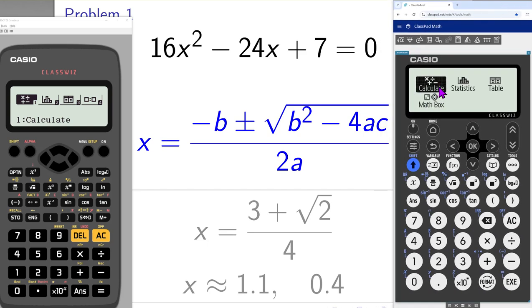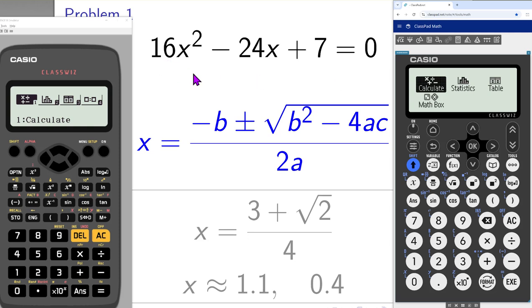So I'm going to start off here. This is the formula. Now they are using capital letters here for A, B, and C. So we want to key in B. Now just remind ourselves the first letter is A. A is worth 16, B is neg 24, and C is plus 7. So let's start off with the A.